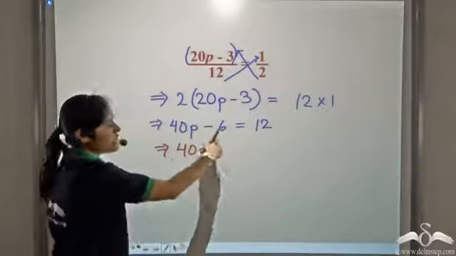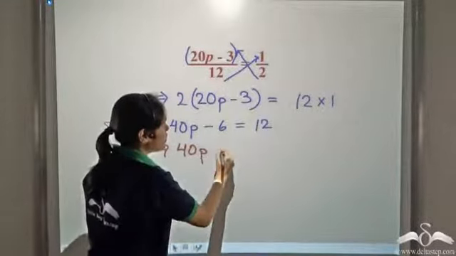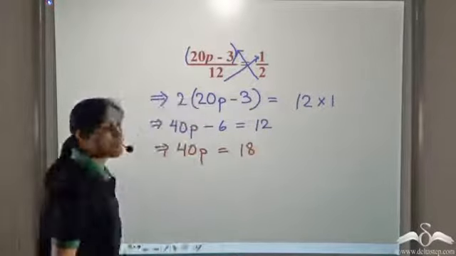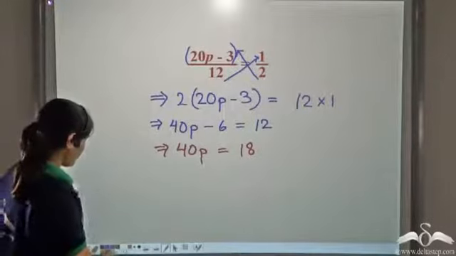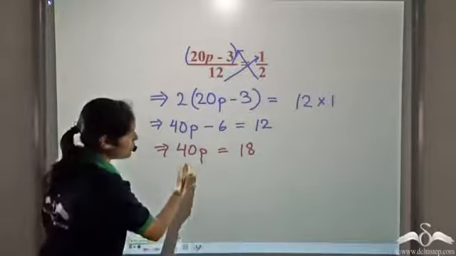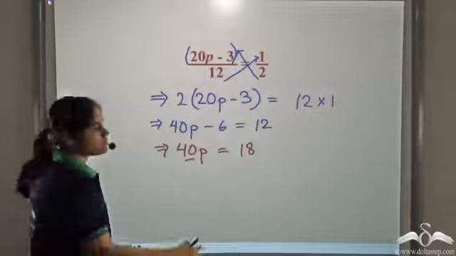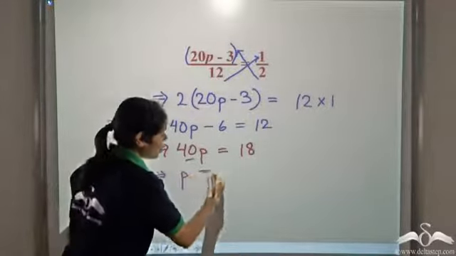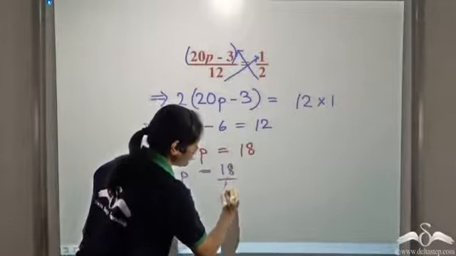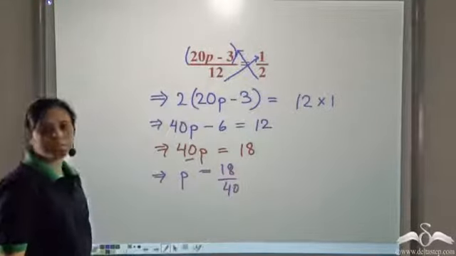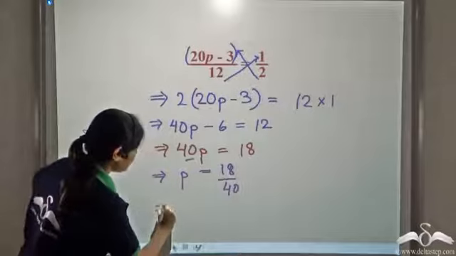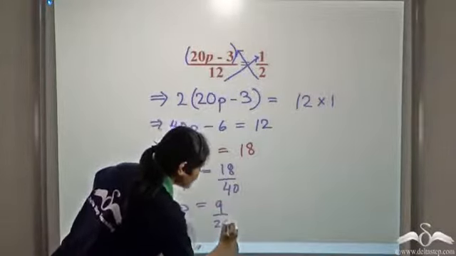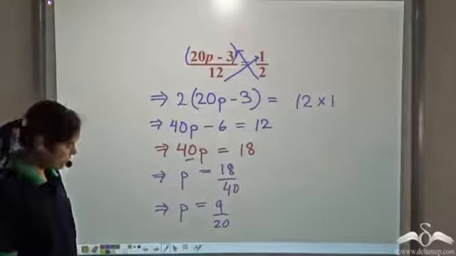So on transposing, this becomes plus 6. 12 plus 6 is 18. So we have 18 here. And lastly, we need to transpose this 40 to the right hand side. So we need to divide the right hand side by 40. So this is 18 by 40. And we can write it in simplified form as p is equal to 9 by 20.